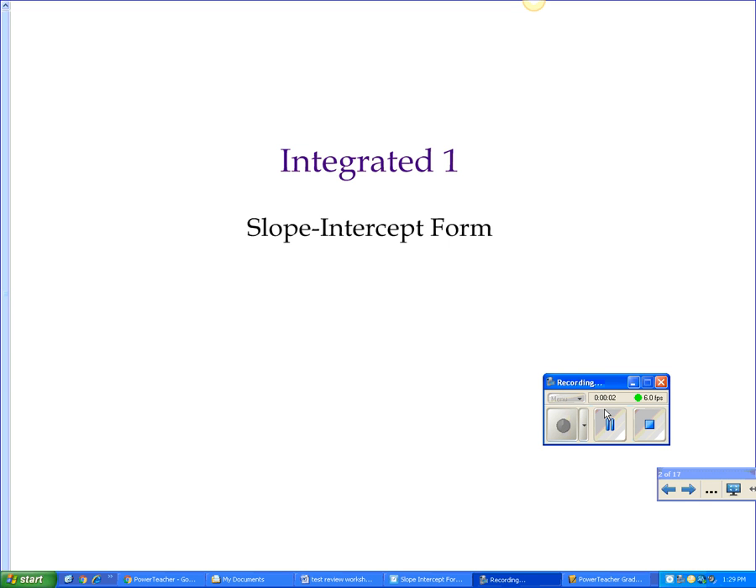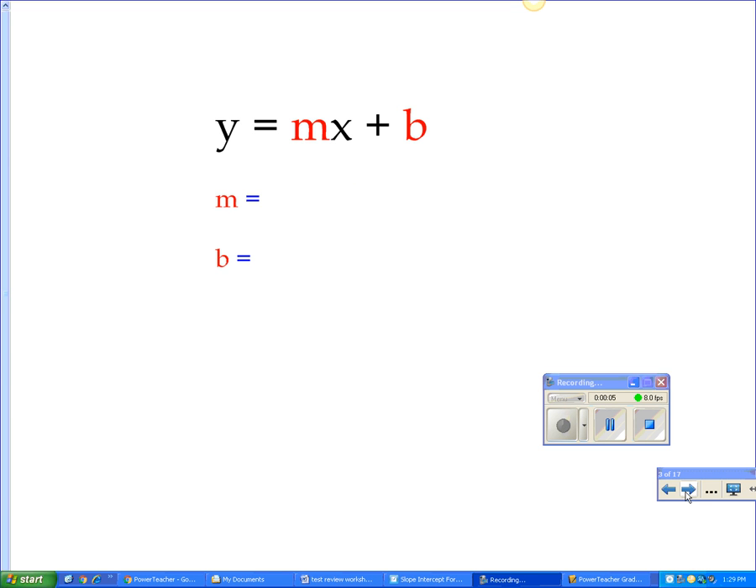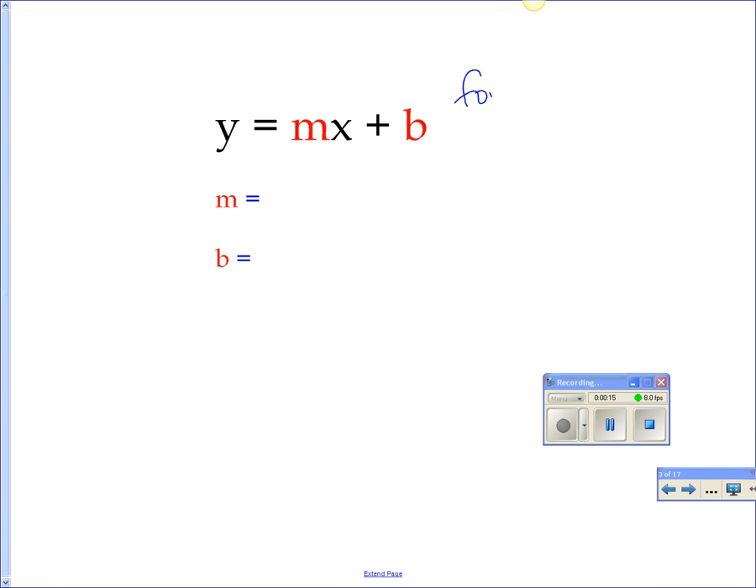Slope-intercept form. Okay, so on the top of your sheet, you do need to take notes on this today, please. y = mx + b. This is the formula for a line. So whenever I ask, what's the formula for a line? It's y = mx + b.